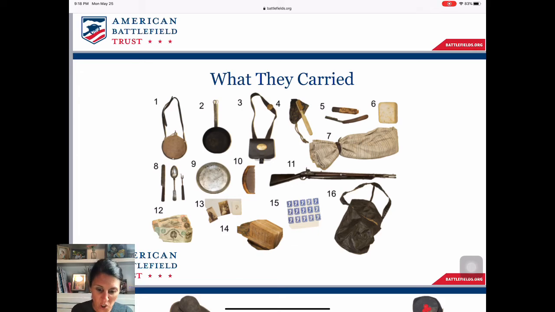Number 6 is soap, 10 is a comb, you have 12, your money, and then of course your utensils, and this is everything you would carry in that black sack, number 16. Number 7, they would kind of put it around like a sash. It's kind of cool.